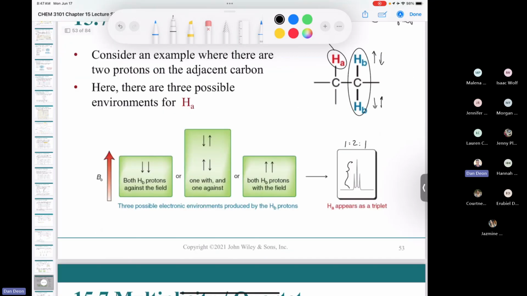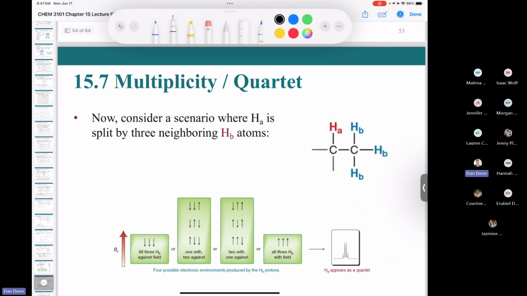Now, what if we have 3 neighbors? Okay, if HA has 3 neighbors, we say N+1 would be equal to 3 plus 1, which would give you 4.